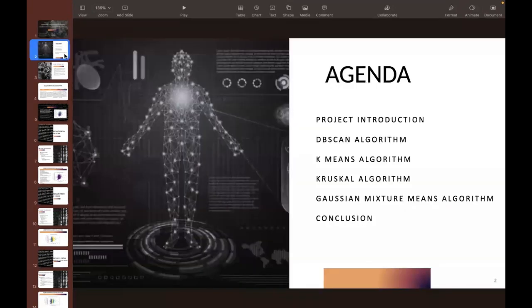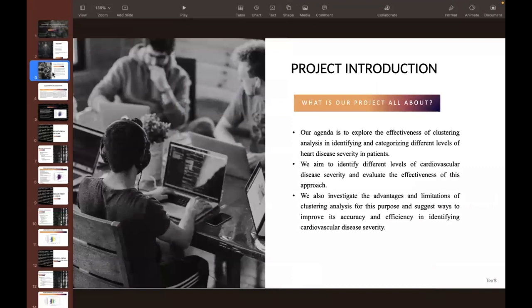The topic and aim of our project is exploring the effectiveness of clustering analysis in identifying and characterizing different levels of heart disease severity in patients. By applying clustering techniques to patient data, we aim to identify different levels of cardiovascular disease severity and evaluate the effectiveness of this approach. We also investigate the advantages and disadvantages of clustering analysis and suggest ways to improve efficiency in identifying cardiovascular disease severity.